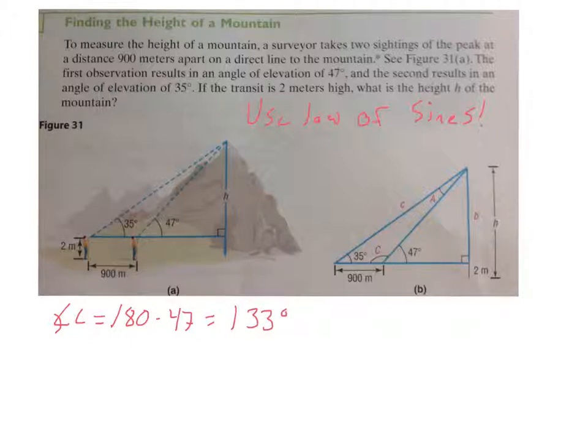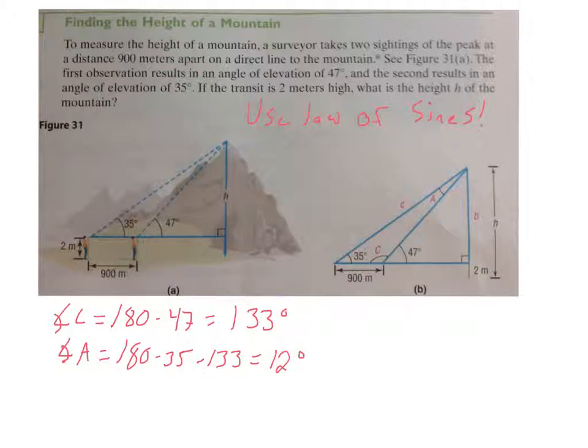Right, and if angle C is 133 degrees, then angle A is going to be 180 minus 35 minus 133, which is 180 minus 168, so that's going to be 12 degrees. And so I have all 3 angles for that triangle.